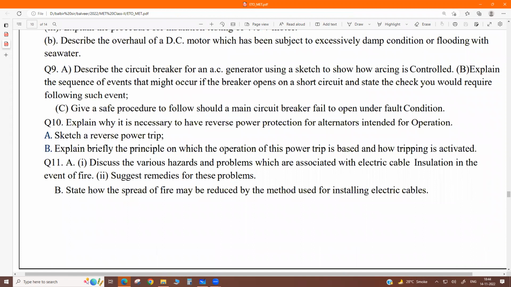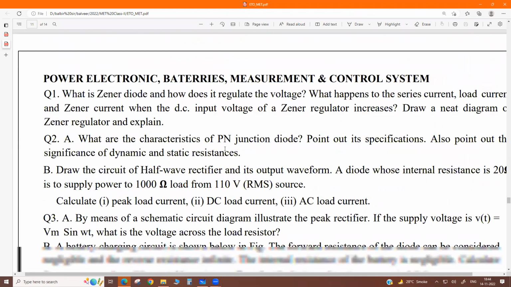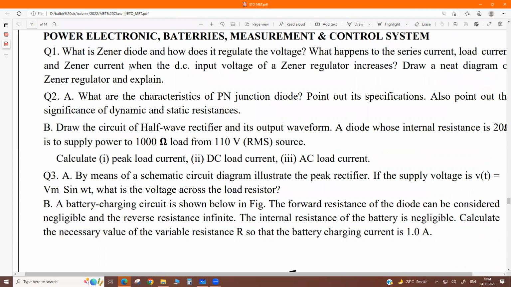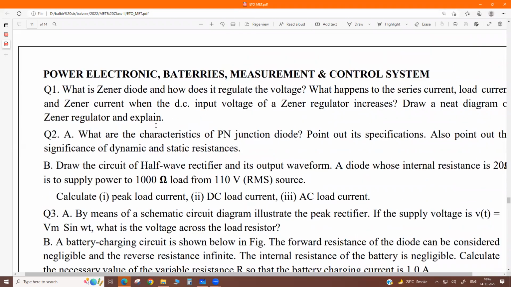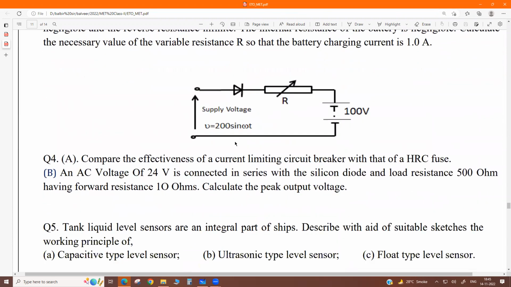So these are the theory questions, in most cases. Okay. Now here some miscellaneous, like Zener diode and your rectifier. We also, this question is already solved. This type of question is about peak current, DC current, and this question we already solved yesterday. Okay.